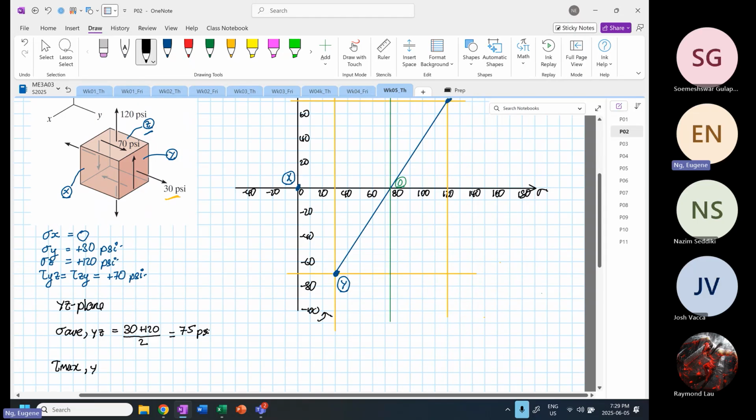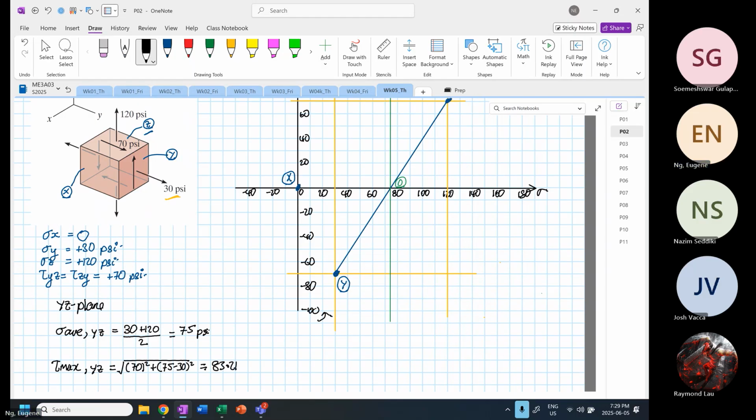Sorry, YZ plane again. And this will be equal to, we know the shear is equal to 70 squared plus, we can do 75 minus 30 squared. Okay. So this will come out to be the square root of 70 squared plus (75 minus 30) squared, and that is equal to 83.217. Okay. MPa.